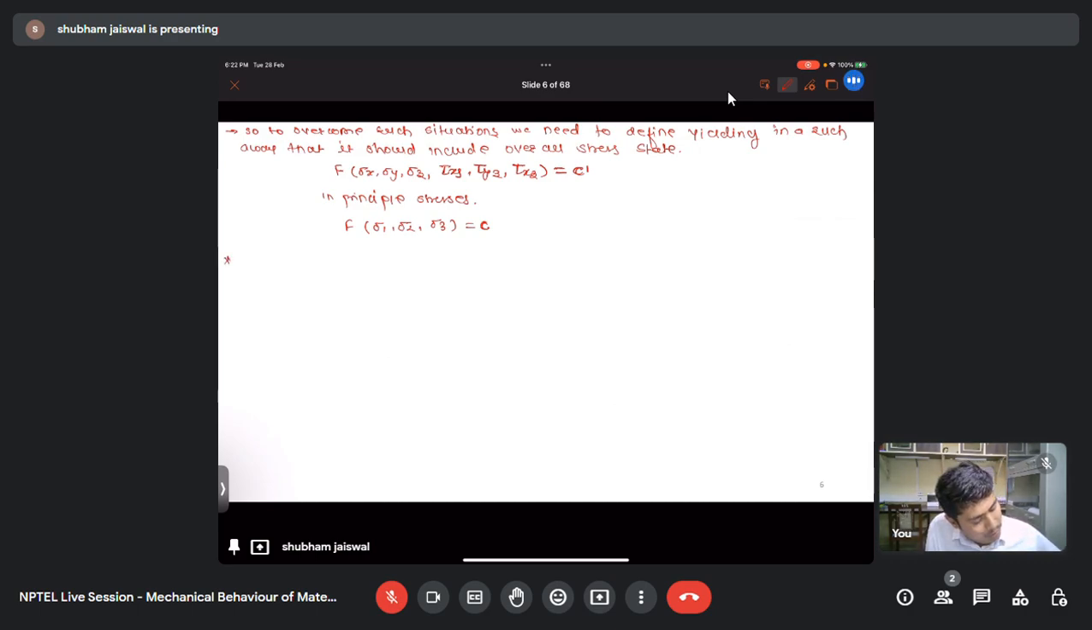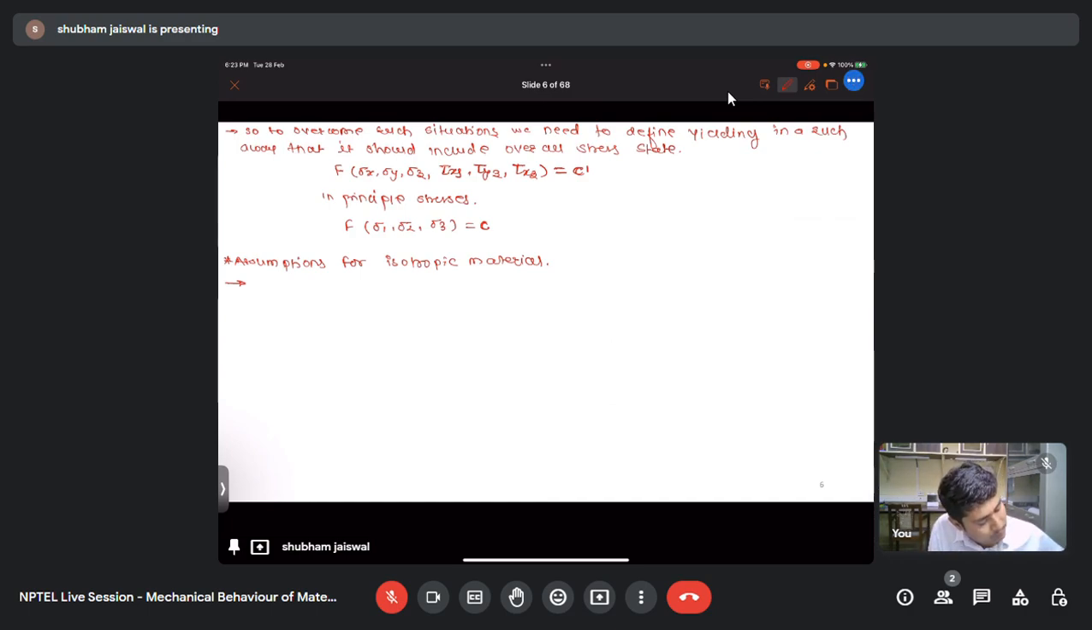Then we have derived, then we have considered the yielding criteria for isotropic material, and we made some assumptions. Assumptions for isotropic material: as the material is deformed due to the shear stresses, the magnitude of mean stresses should not influence the yielding. That was our first assumption.